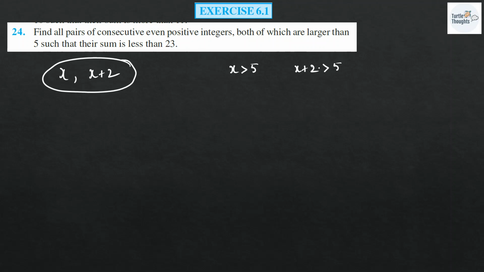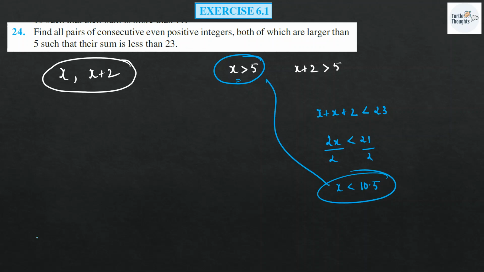Here, which inequality should I consider? I should consider the first one, this one, right? If x is greater than 5, of course, x plus 2 has to be greater than 5, right? It's evident. So I can take up the first inequality over here. Next, what does it say? The sum is less than 23, as in x plus x plus 2 should be less than 23, which means that 2x is going to be less than 21. Divide both sides by 2 and you will be getting the value of x as less than 10.5.